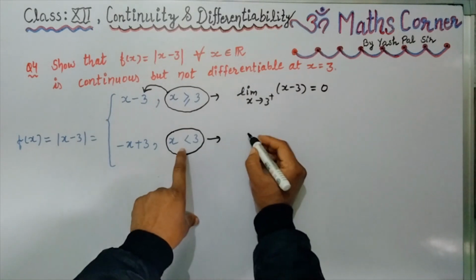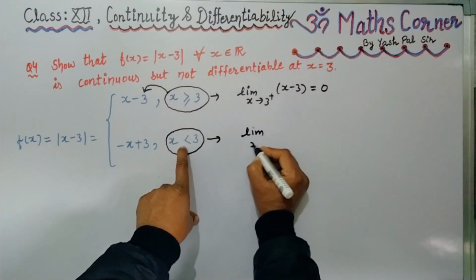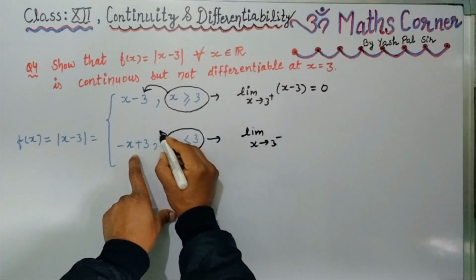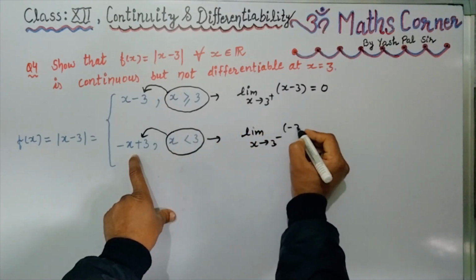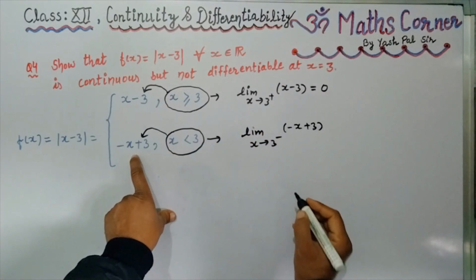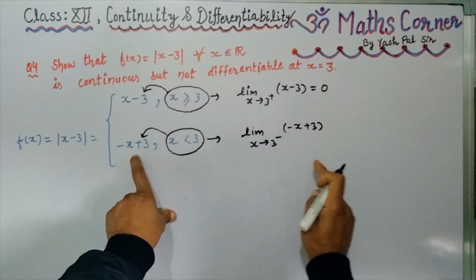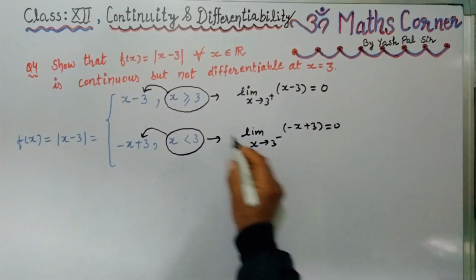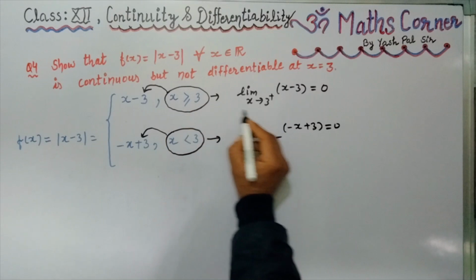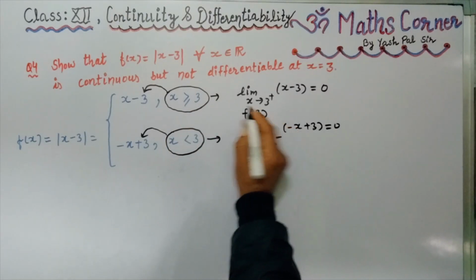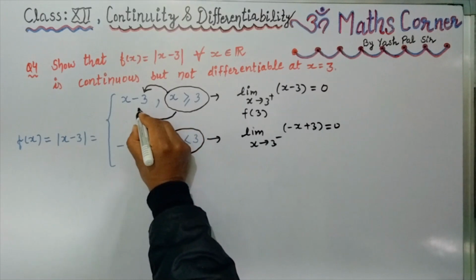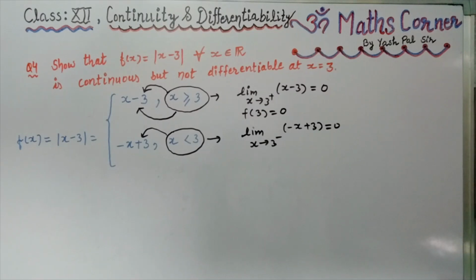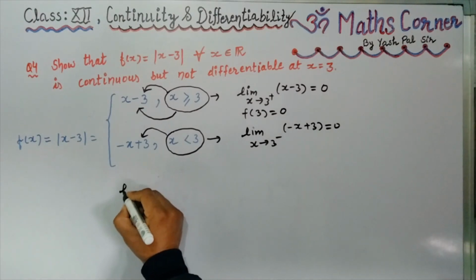The second time we check where x is less than 3. From here we write the left-handed limit. The limit as x approaches 3 from the left of the function, whose value is minus x plus 3. We substitute x equal to 3 again: minus 3 plus 3 is also equal to 0. Moreover, what is the functional value? We put x equal to 3 directly here, so this gives 3 minus 3, which is also equal to 0.